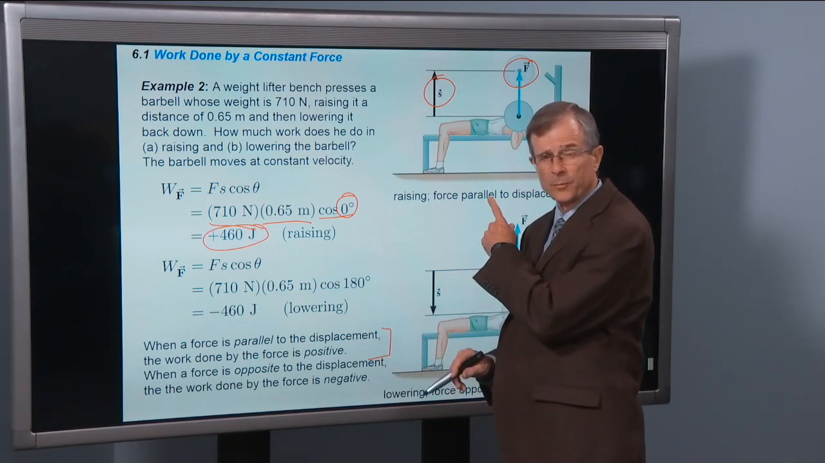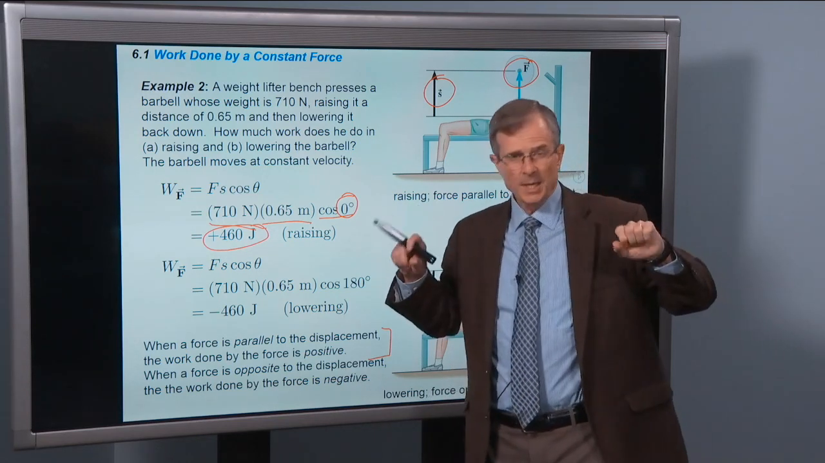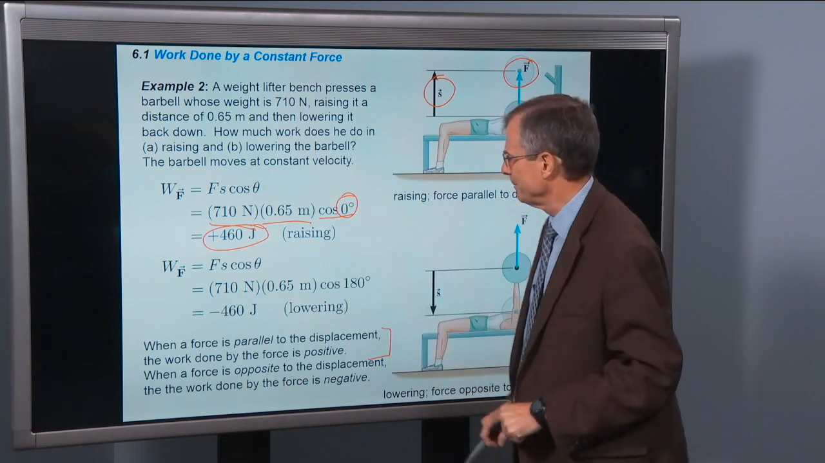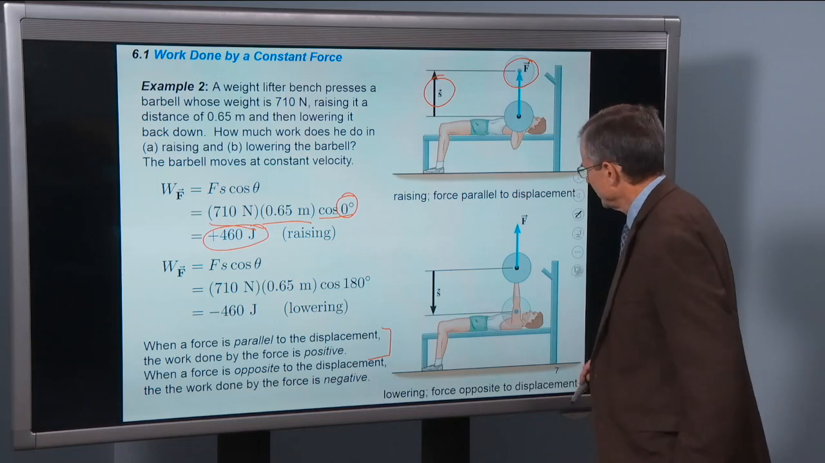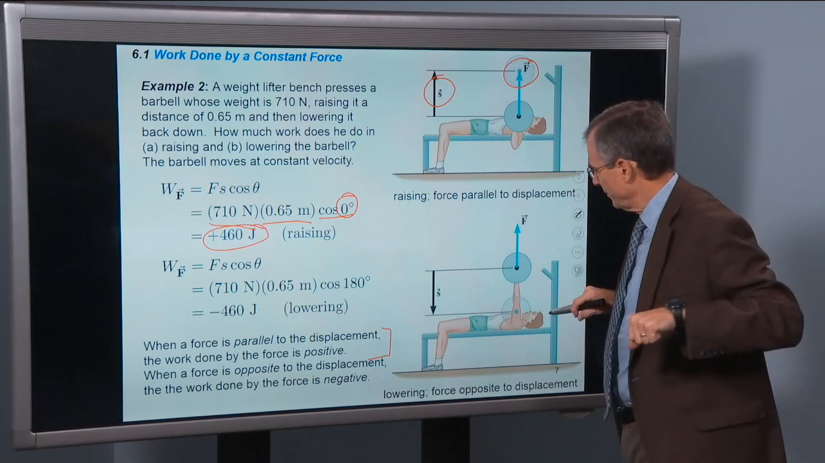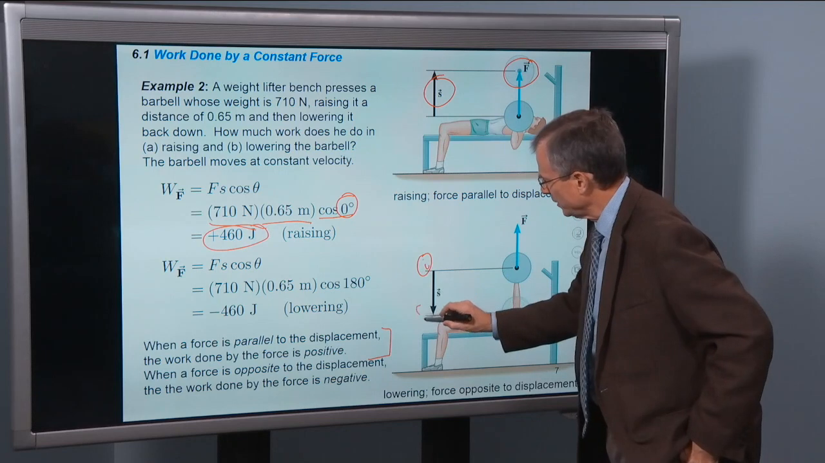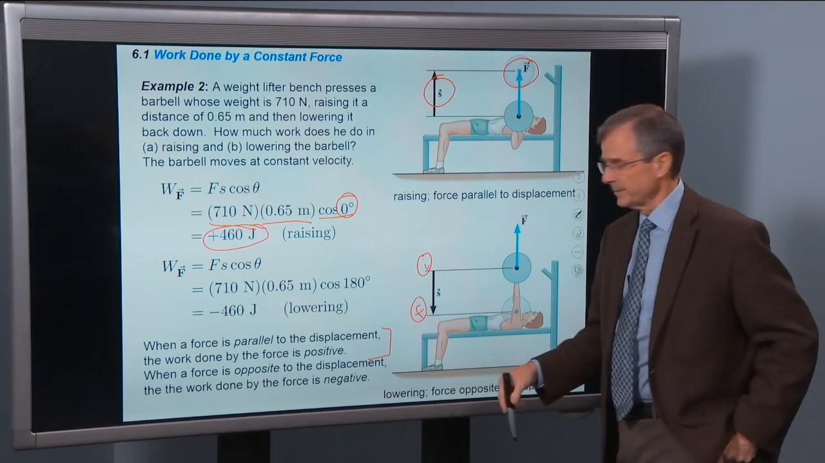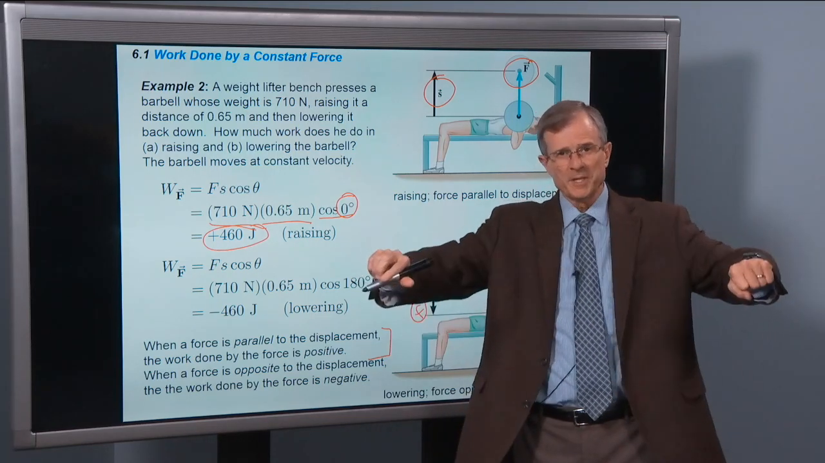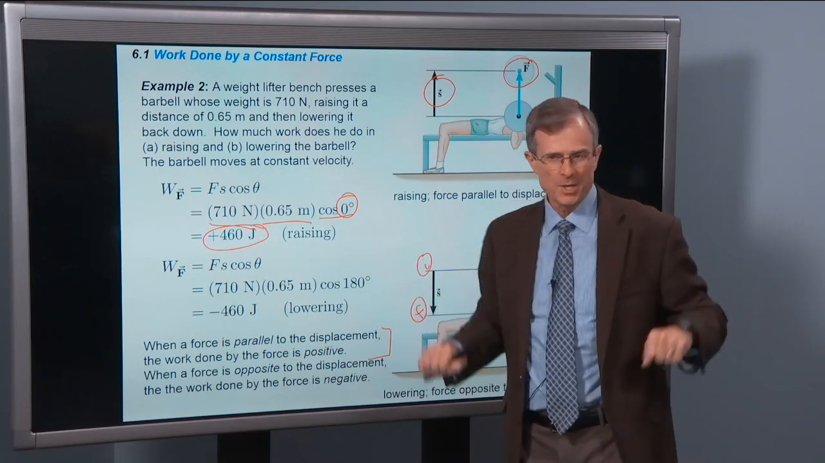We could have considered the work done by gravity, but we're not. We're considering the work done, in this case, by the force that the weightlifter is exerting on that barbell. All right, so now lowering. He's up here at the top, and he wants to come down, so he's going to bring that bar back down to his chest. The displacement now from the initial position to the final position is down. And the force he's exerting is still up. You know that because when you're lowering that bar, you're still having to push up on it to avoid it crashing into your chest.